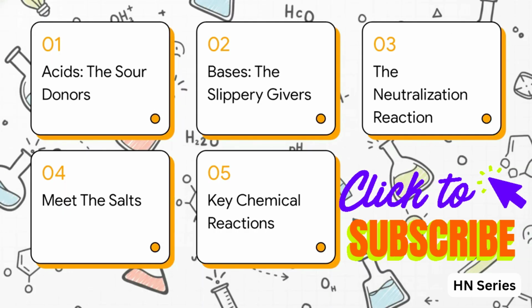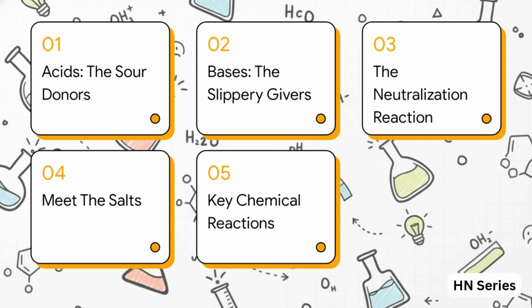Okay, so here's what we're going to cover. First up, acids, the sour donors. Then we'll get into bases, the slippery givers. After that, we'll look at the neutralization reaction and, of course, meet the salts. And we'll wrap up with some other key chemical reactions. Let's get right into it.